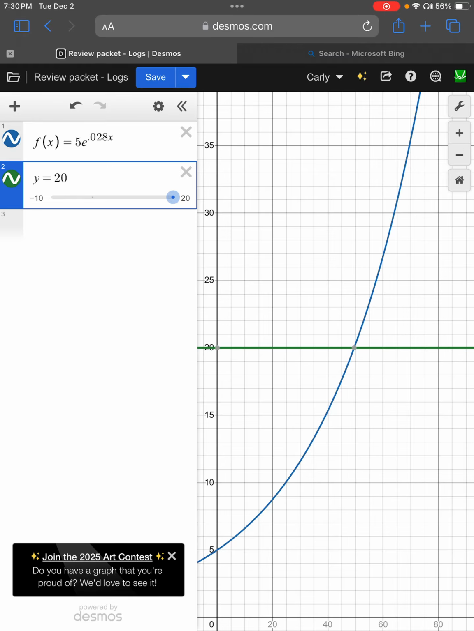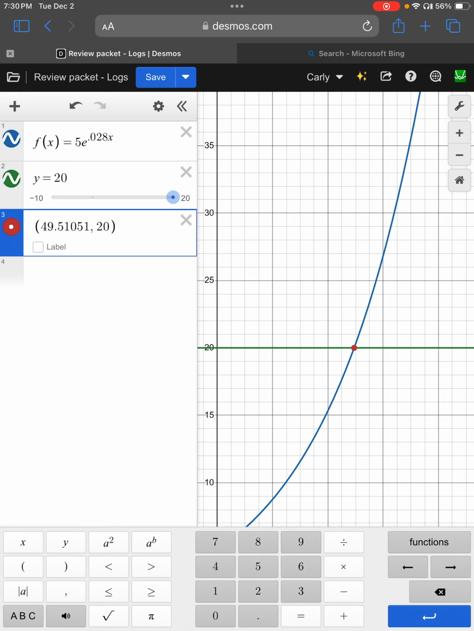And if we highlight it, we can grab that point and see that on our function, when y is equal to 20, our x is equal to 49.5 or thereabouts. So we're going to take that point of intersection that we got from our graphing tool, and we're going to head back to our worksheet.